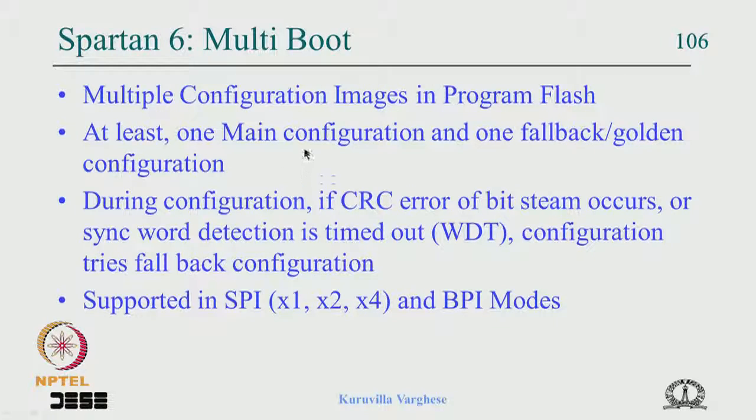It may happen that you update the configuration over the internet and some corruption happens, then you can fall back on a very stable version which is there from the beginning. That is what is called multi-boot, and that is what is shown in this particular slide. You can have at least one main configuration and one fallback configuration, and during the configuration, while the bit stream is read, the CRC is calculated. If there is any bit corruption, the CRC will give an error. In that case, it will fall back on the golden configuration.